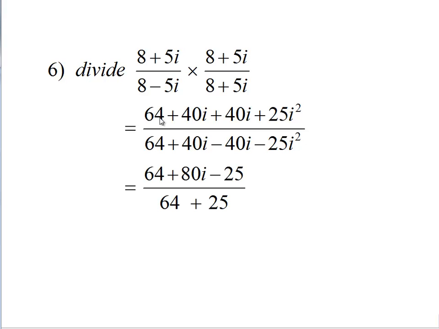So at the top we have 64, 80i, minus 25. At the bottom we have 64. The i's disappear, and we have plus 25, because i squared is negative, and there's another negative. So when we combine these out, we get 39 on the top, plus 80i, over 89.